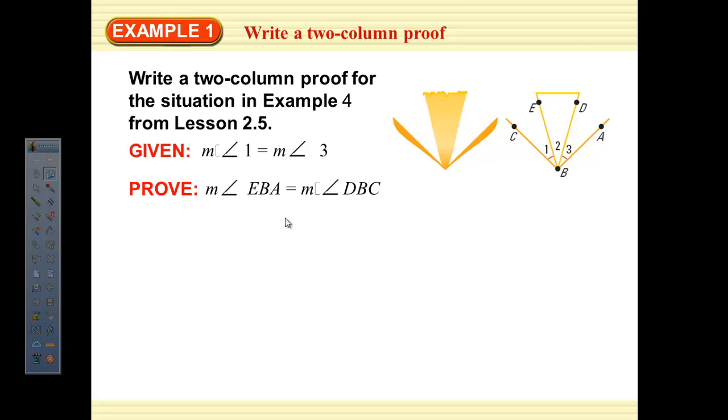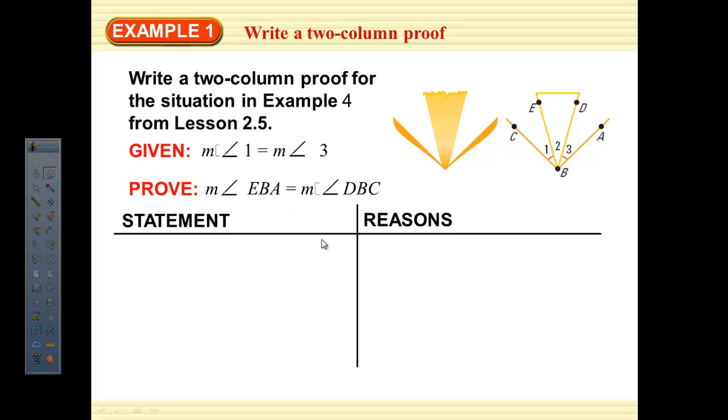So if we look carefully, when we do a two-column proof, we need the left-hand side for all of our statements and the right-hand side for all of our reasons. We always start off with the first statement being what's given to us, and our reason for the first statement will always be given. So always start with what's given to you. That's the best way to start.